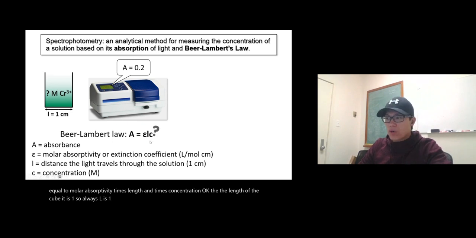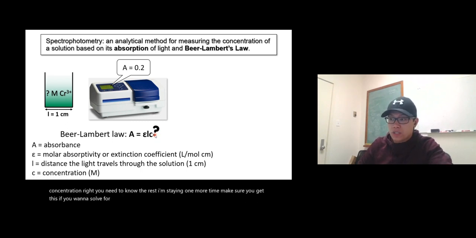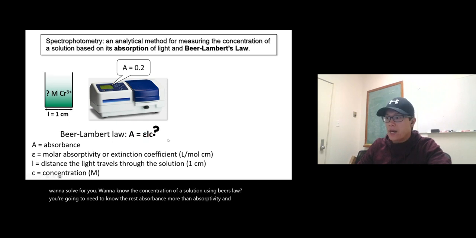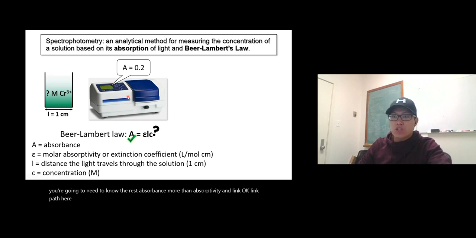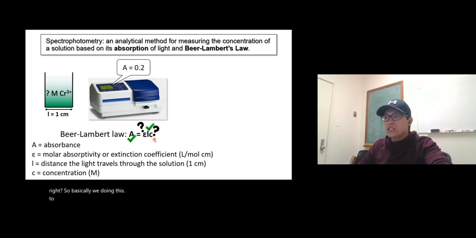Okay, all right, let's say if you want to know the concentration, you need to know the rest. I'm saying one more time, make sure you get this. If you want to know the concentration of a solution using Beer's law, you're going to need to know the rest: absorbance, molar absorptivity, and the length. Okay, the path length here. Absorbance, put it in the spectrophotometer, you get the absorbance. Molar absorptivity, well, we don't know it. We have to go figure it out. And length is 1 centimeter. All right. So basically, we're doing this to find concentration. You're going to need to find the value of the molar absorptivity first.